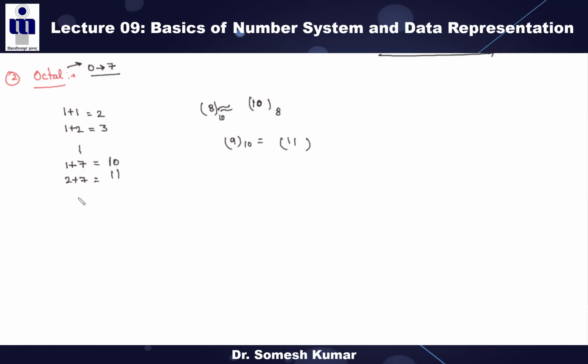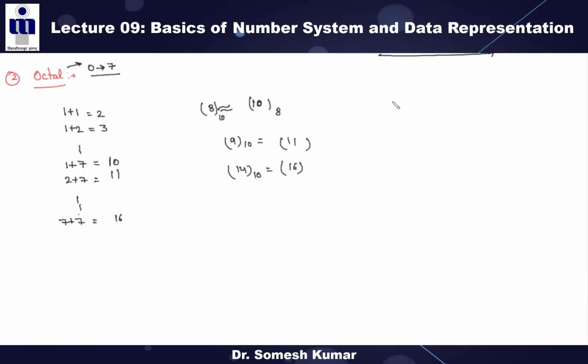Like this, you can do the addition of the octal number. What is 7 plus 7? 14, 14 in the decimal. And what is the equivalent octal of the 14? 16. Right? Clear? So in this way, you can do the octal addition.